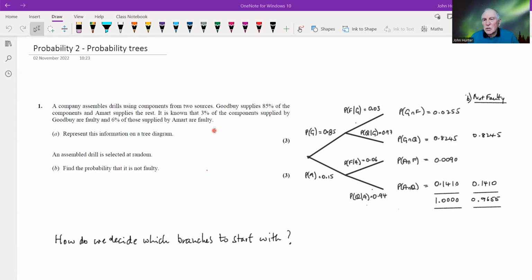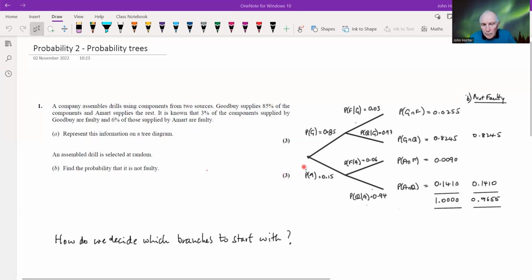and then there's some process, maybe they just get sharpened up or something like that. But they could be faulty coming from the suppliers Goodbye and Amart, and if they are, even when they've been sharpened up, they're still faulty. So there's some kind of process like that. Okay, so Goodbye supplies 85%, Amart the rest. It's known that 3% from Goodbye are faulty and 6% supplied by Amart are faulty. Represent this information on a tree diagram.